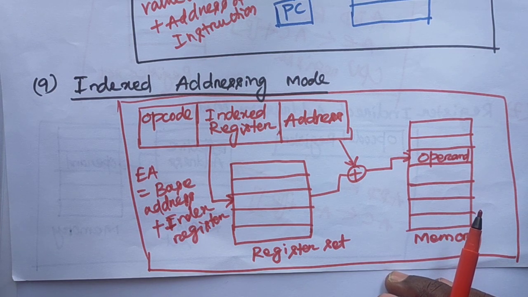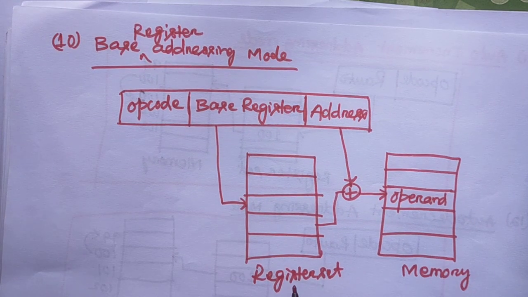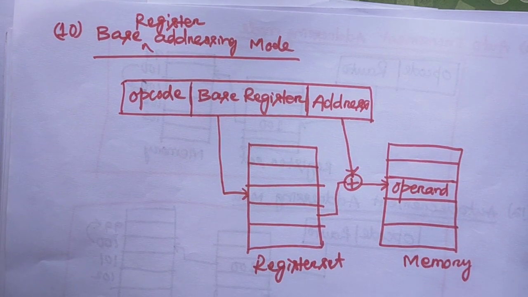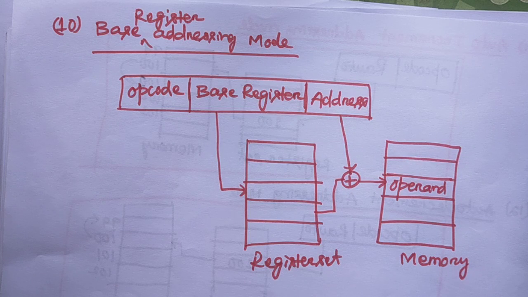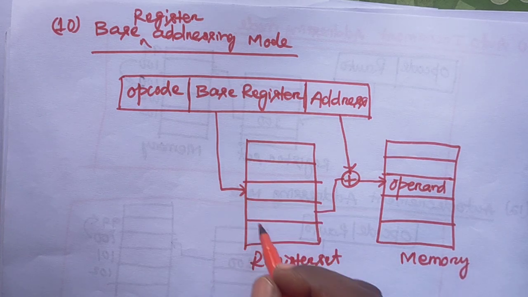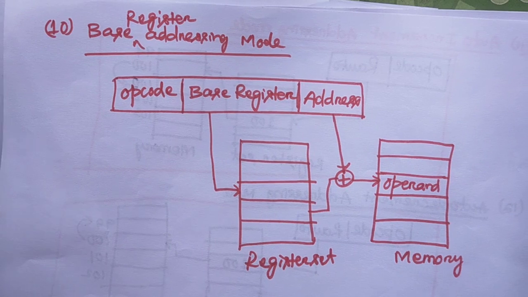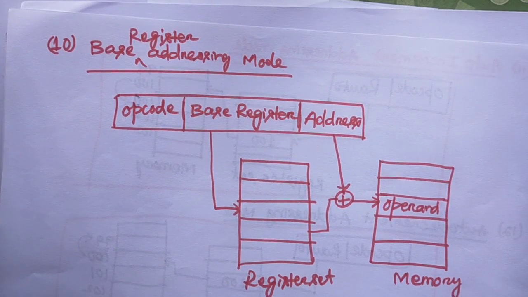Next is a similar case. This is the basic concept; another we can define is the base register addressing mode. In the previous case we used some register set. Here it is a base register. Base register plus addressing mode is defined in this way, which we can call the base register addressing mode.